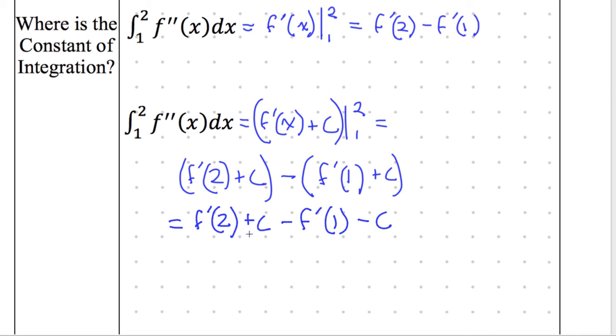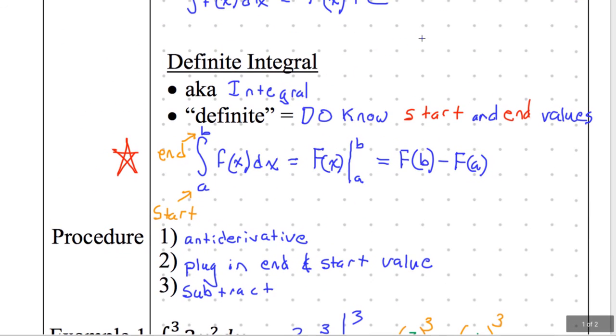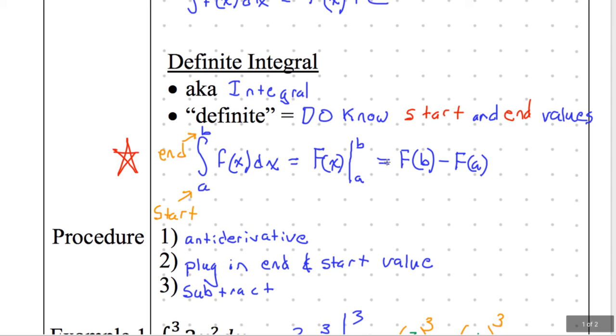Oh, look at that. The c there and c there cancel each other out. You're just left with f prime of 2 minus f prime of 1, which is exactly what we got up here, which is the definition that I was giving you up here. So that's what happened to our constant of integration.